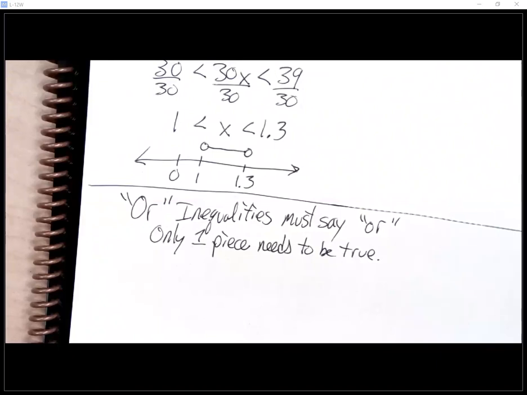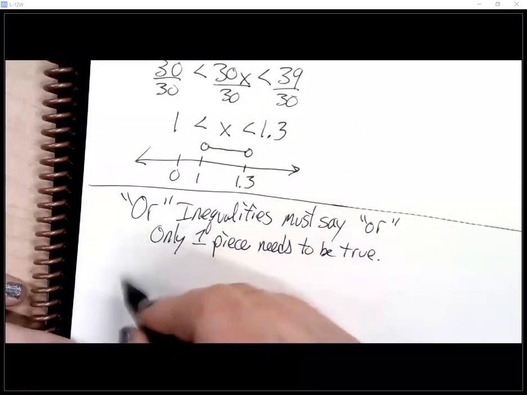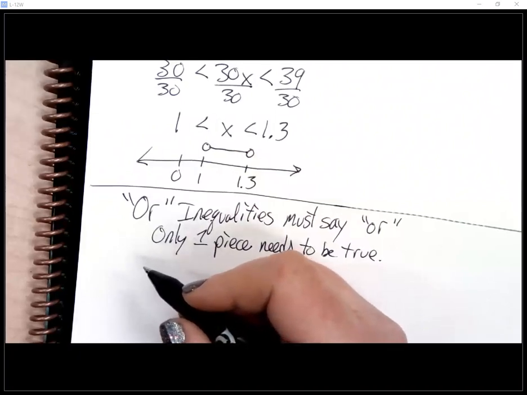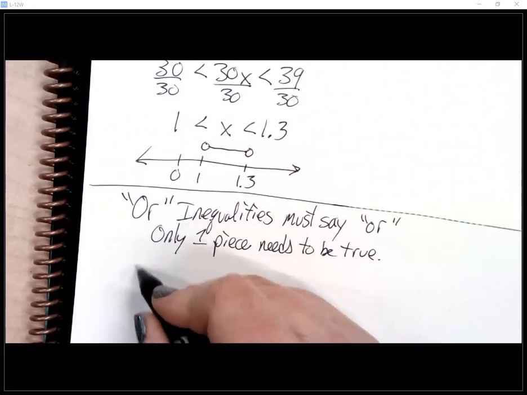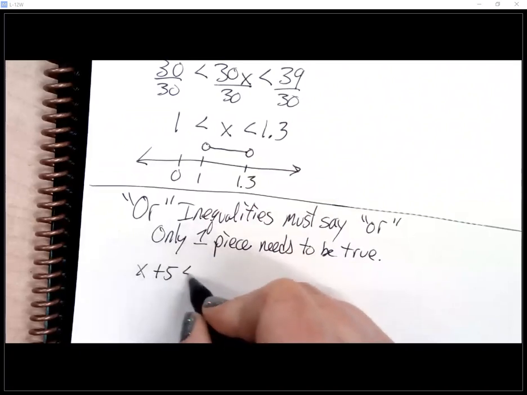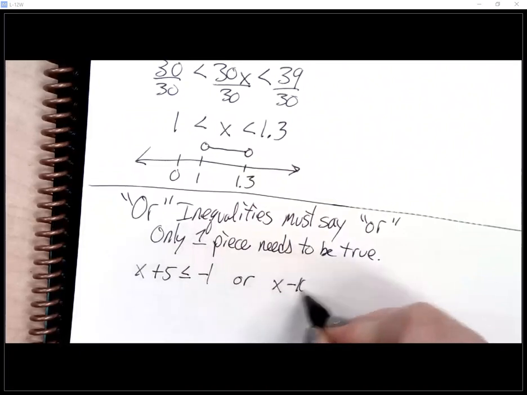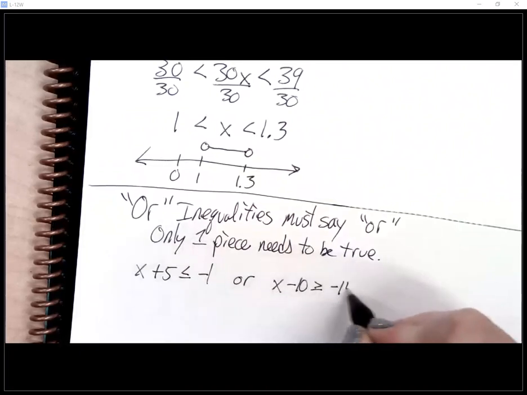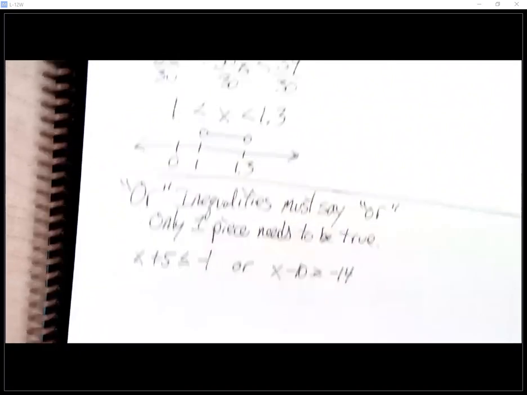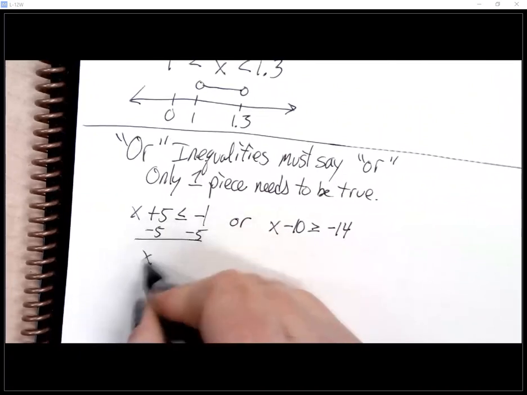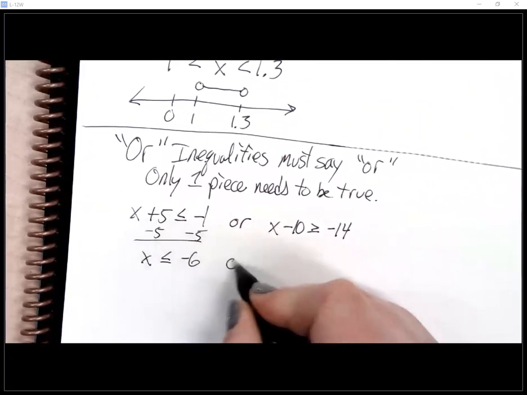Okay? All righty. So let's try. I'm going to start it off the same way. I'll pick an example from here. Oh, that's a good one. x plus 5 less than or equal to -1, or x minus 10 greater than or equal to -14. So I'm going to start off by solving each separately, just like I normally would. Easy peasy. Add the 10, add the 10.